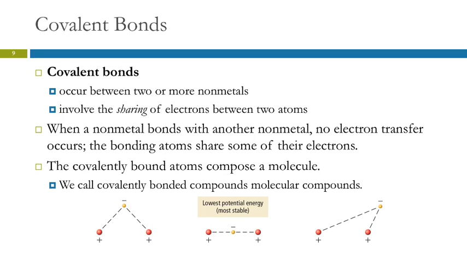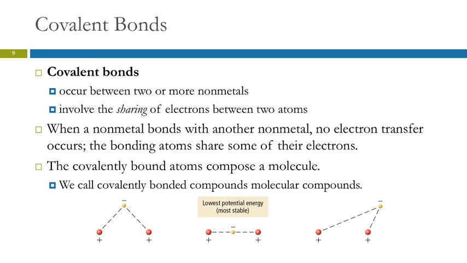So here we have an illustration. Here's two positive charges. Those are representing the nuclei of two different atoms. And here's an electron. When the electron is out here somewhere, that does not bring these two nuclei together. Or if the electron's over here, that doesn't bring them together. But when that electron is between the two nuclei, both nuclei are attracted to the electron and a bond is formed.